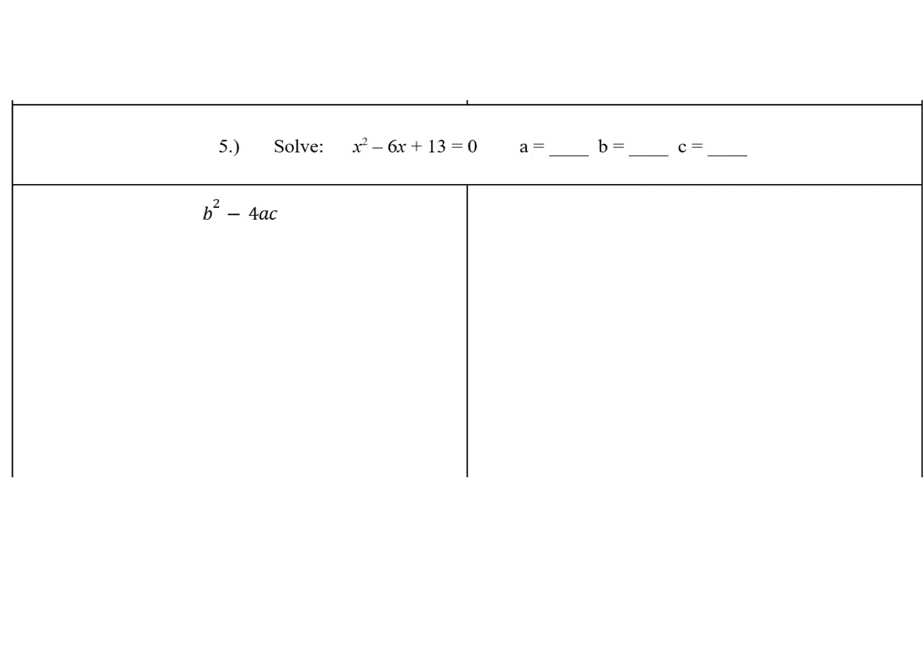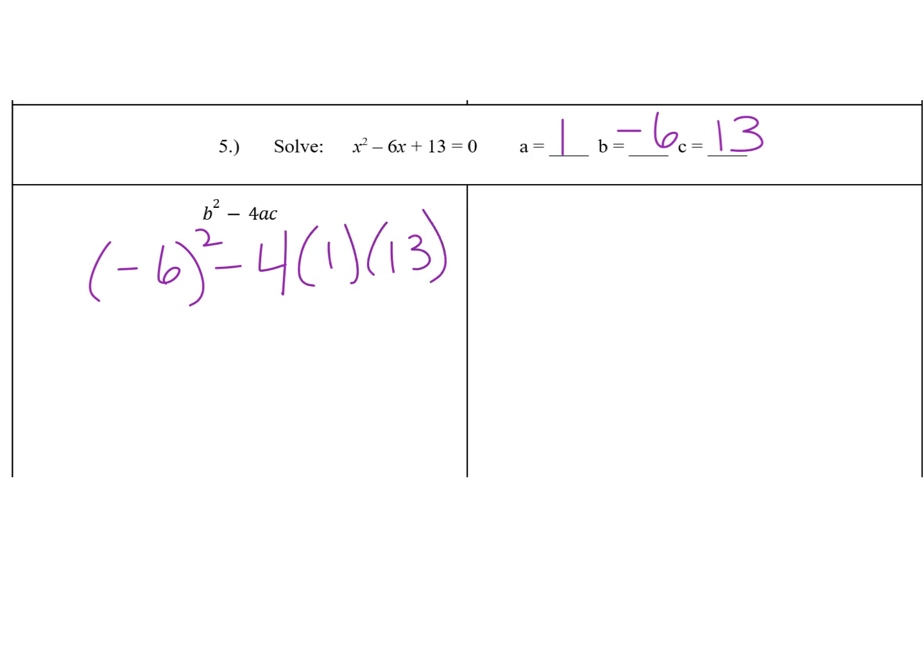This one is already equal to 0. So a is 1, b is negative 6, c is 13. So we're going to do b squared minus 4ac. So that's negative 6 squared minus 4 times a, which is 1, times c, which is 13. So I square my negative 6, which is positive 36. I multiply 4 times 1 times 13, which is 52. So I get 36 minus 52, which gives me negative 16.